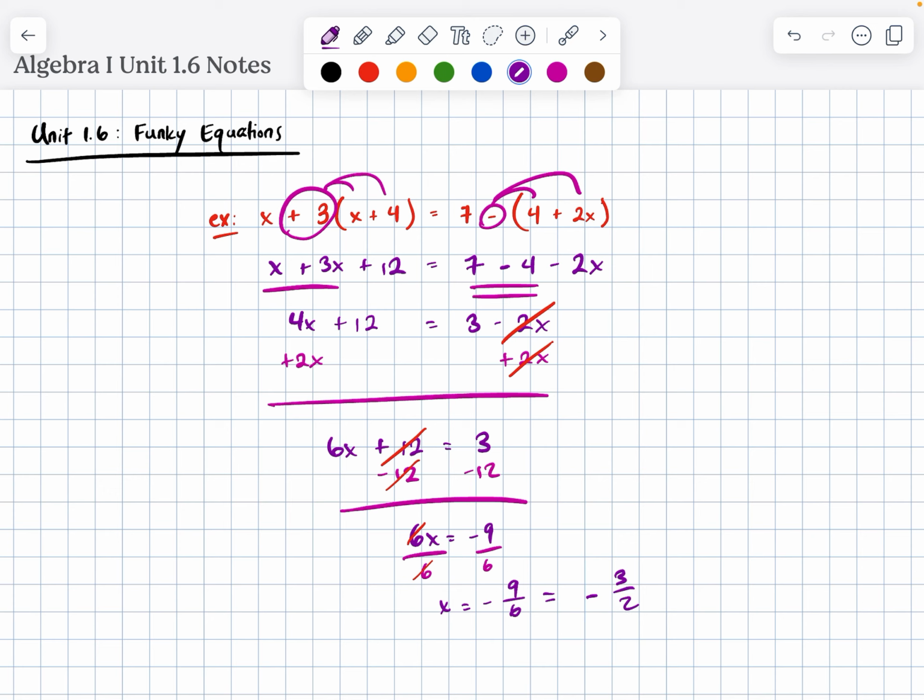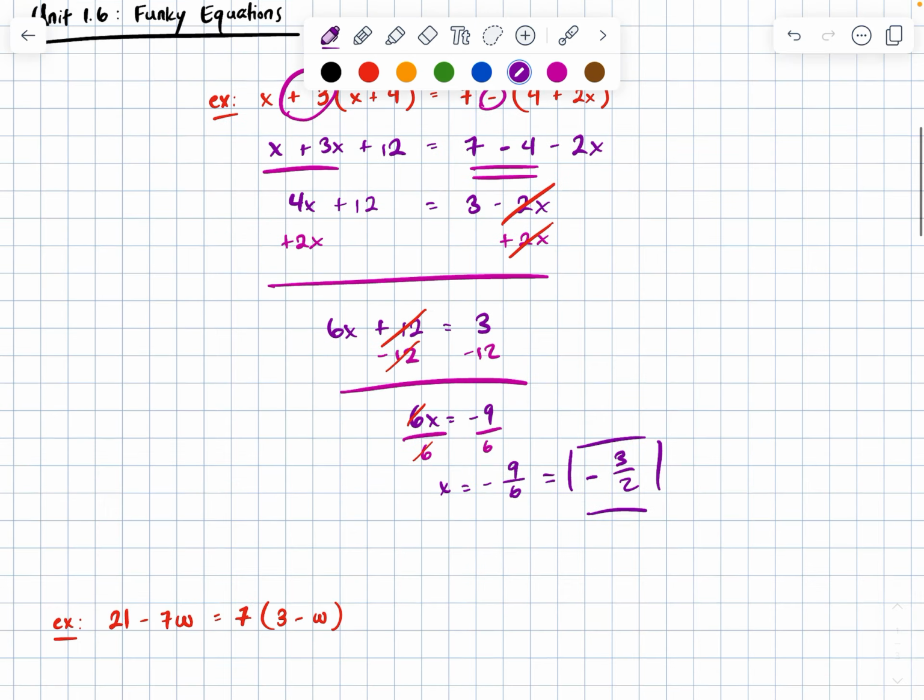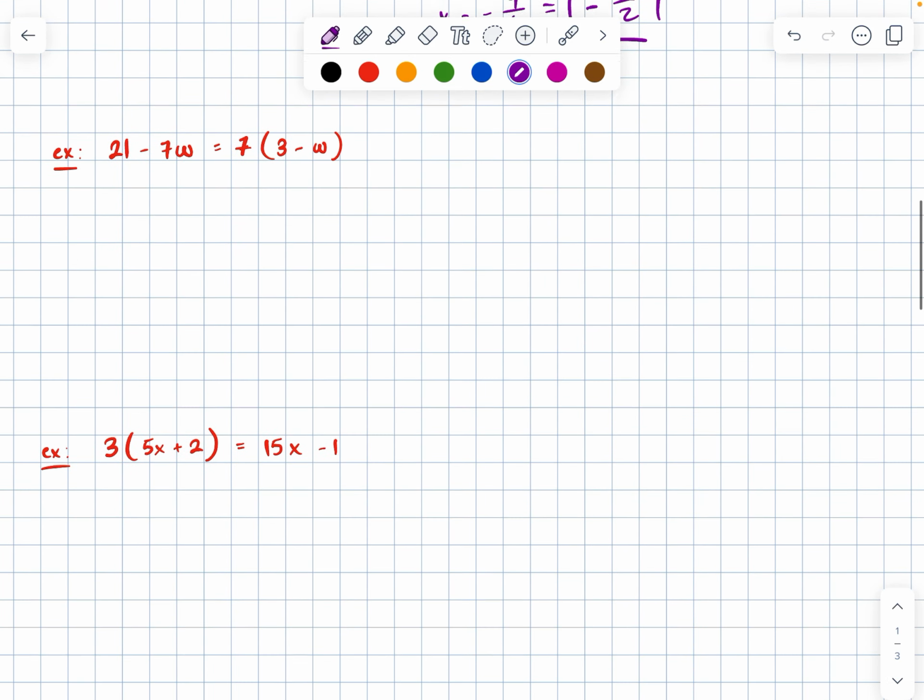Except I'm not, because 9 over 6 is not fully simplified. That's negative 3 over 2. And now I'm actually done. Haha, did I scare you like you scared me in the beginning? Let's call that some retribution.